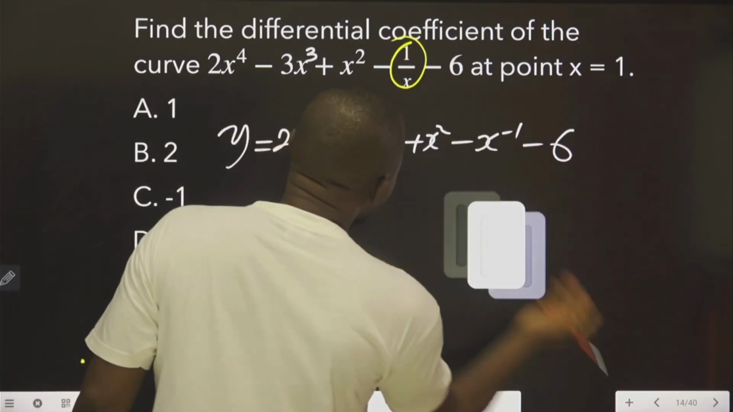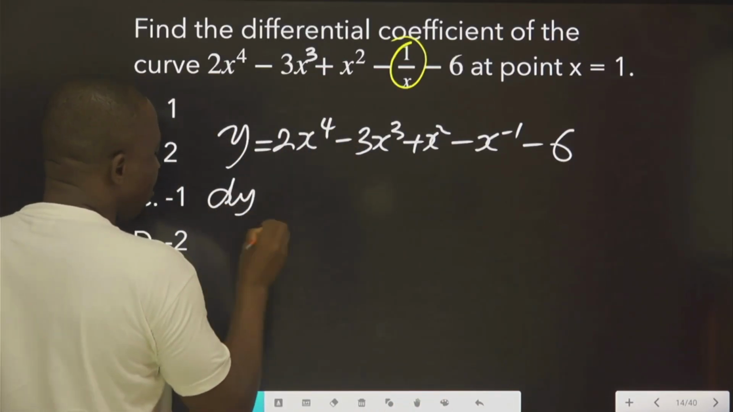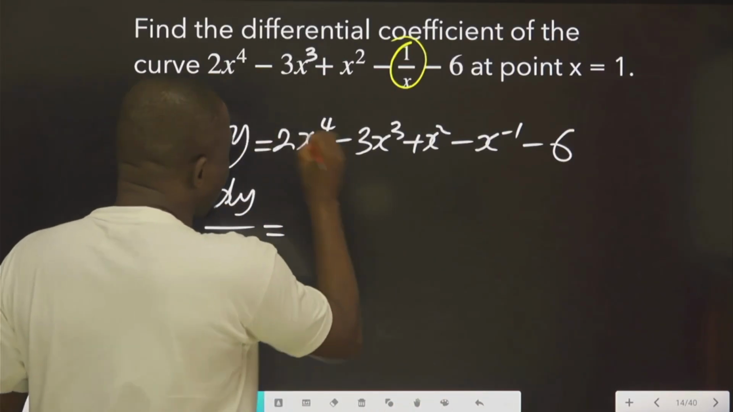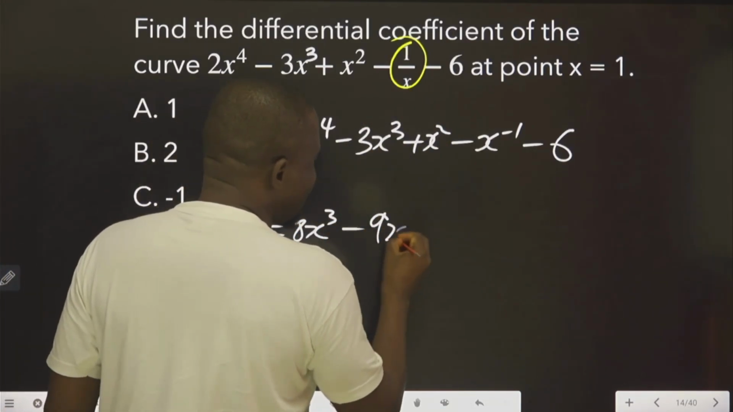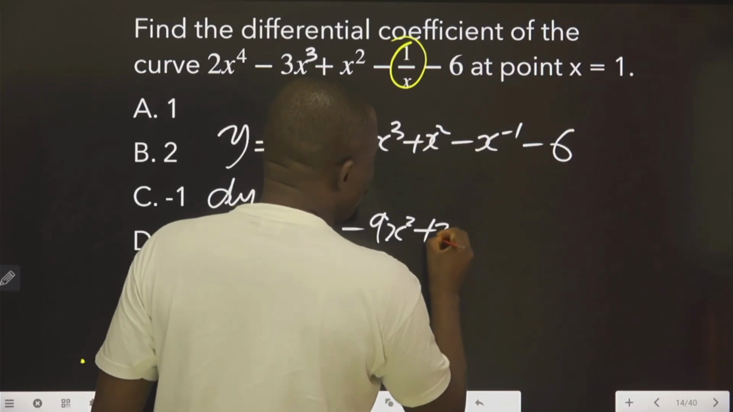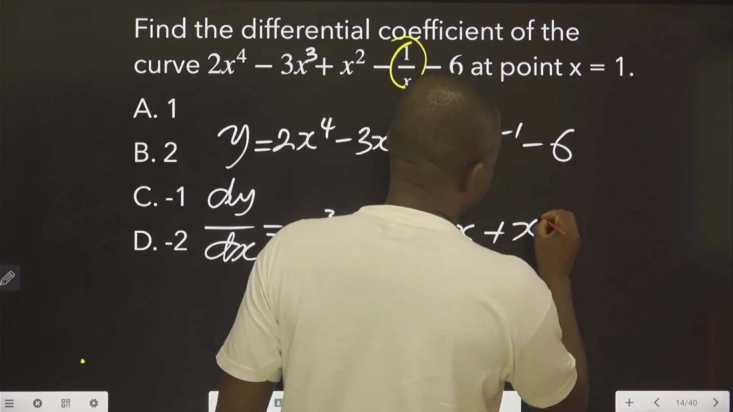This is simply what? In indices, this means this. Okay? Now that we have done this, all we have to do is differentiate this. dy over ds is equal to this will give us 8s raised to power 3. This will give us 9s raised to power 2. This will give us 2s. This will give us plus s raised to power minus 2.